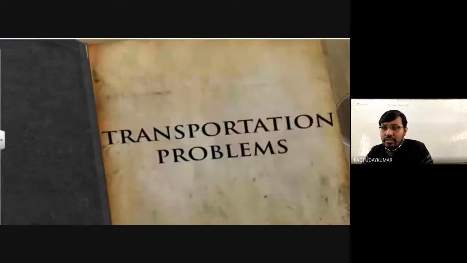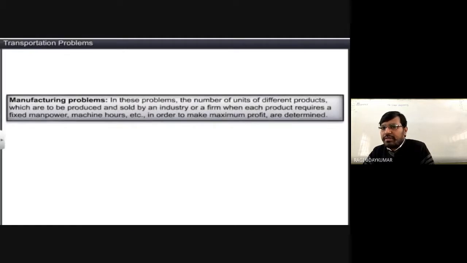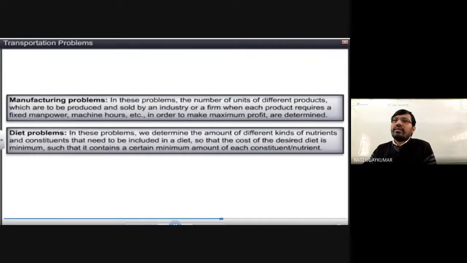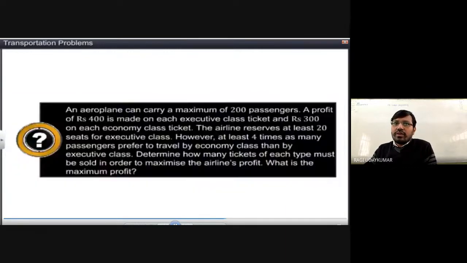Next, transportation problem. Suppose you are traveling from one place to another place, these problems are called transportation problems. Manufacturing problems are done, diet problems are done, then transportation problems. In this, determine the transportation schedule. So look, this is a question. Read the question here properly.